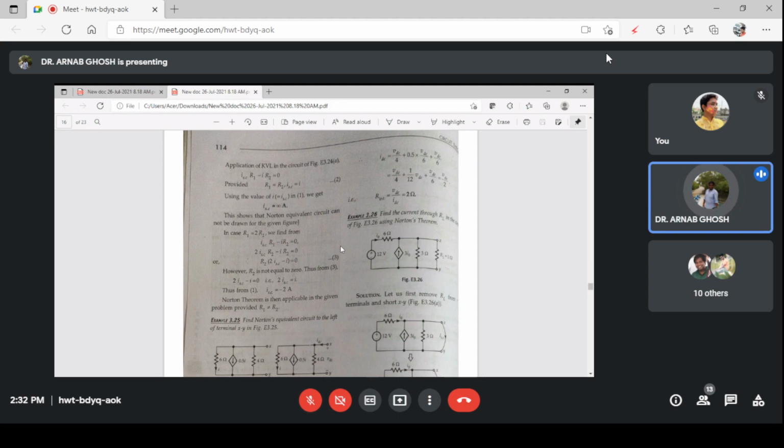Okay, so first calculate what is I0. So I0 is the current across this loop. I0 must be the current across this loop. What is I0 coming out to be? Your I0 will be nothing but 12 divided by 6, equal to 2 ampere.